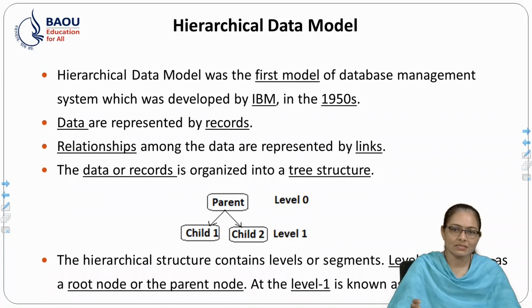So the hierarchical structure consists of levels or segments. Level 0 is known as the root node or parent node. Level 1 is known as the child node. Here we can see in the figure, the parent node is in level 0 and the child nodes are in level 1. So one parent and many children. Here the hierarchical model supports one to many relationship.